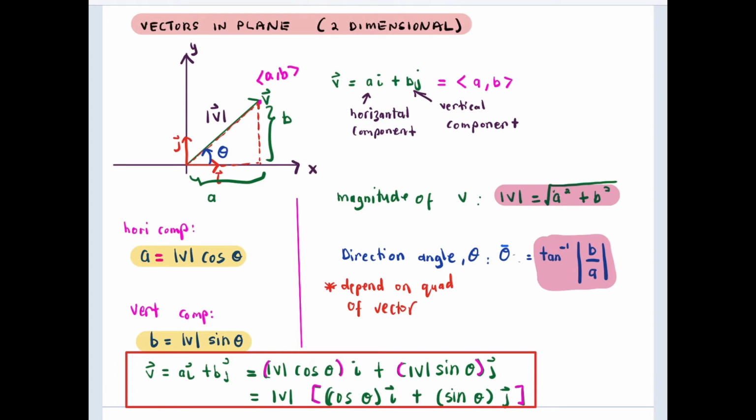So let us substitute it into our vector Ai plus Bj. A is the magnitude of V cos theta, i, plus Bj. B is the magnitude of V sine theta, j. Since you know that this is a common term, let's just take it out and factorize. Therefore, our V now is equal to the magnitude of V in brackets, cos theta i plus sine theta j. So this is another way to write your position vector in terms of its magnitude and also direction.